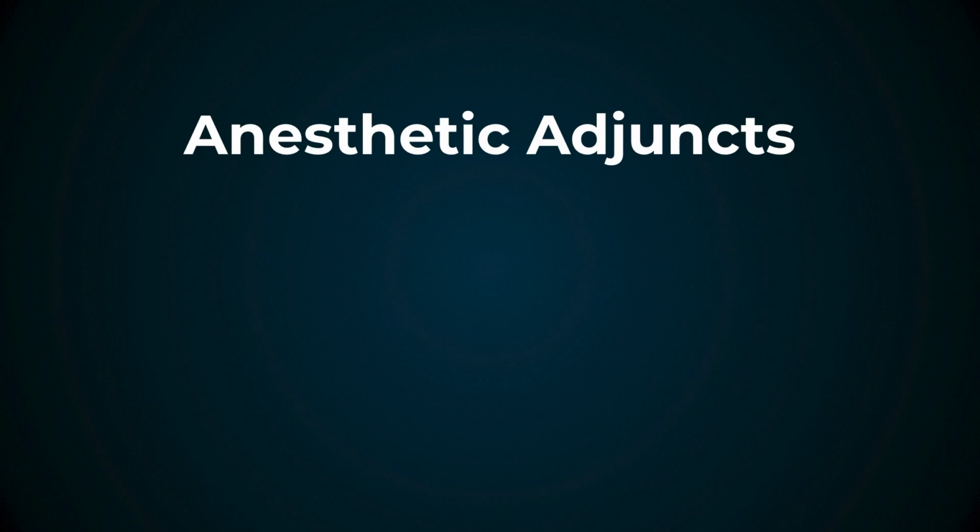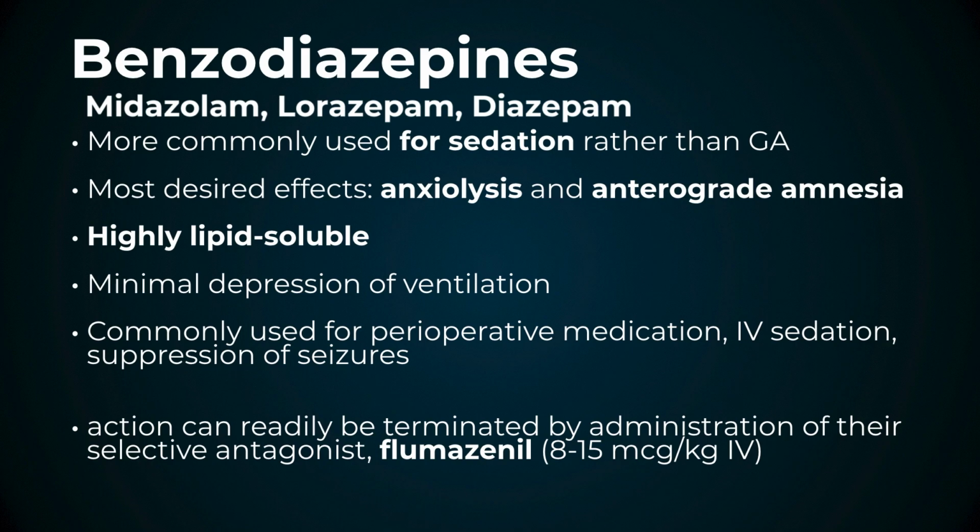So let's also talk about anesthetic adjuncts. These are drugs that are given alongside general anesthetics to augment specific components of anesthesia. This is done so that the general anesthesia dose is lower, and thus there are fewer side effects. So the first group of adjuncts are the benzodiazepines.